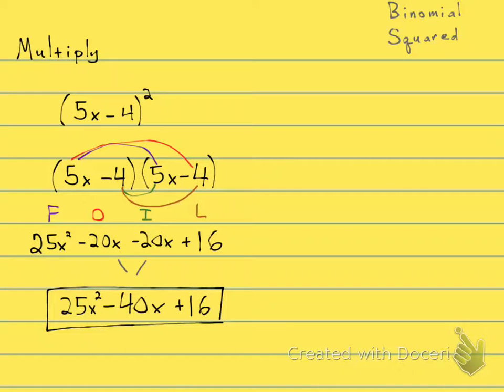Now, let me show you one more thing. You might see some books try to get you to memorize this format here. This a squared, b squared, and then 2ab. All right, just so you know, this is a squared. This is 5x times 5x. This is b squared. This is 4 times 4. And this is 2 times a times b. So you take your a and your b and you double it. And you can see that right here it's the same thing.